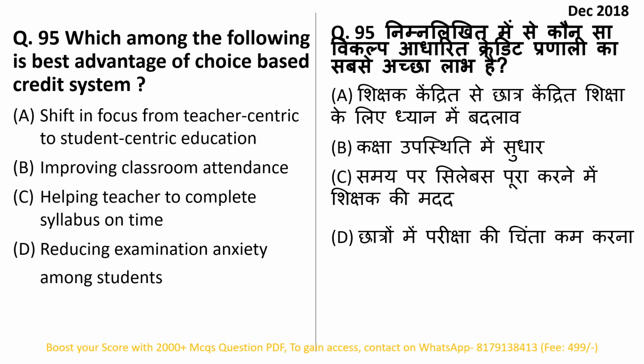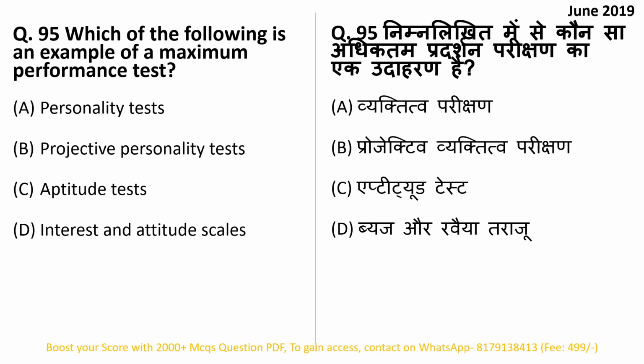Which among the following is best advantage of CBCS, choice based credit system? The right answer is shift in focus from teacher centric to student centric education. Which of the following is an example of maximum performance test? Personality test, projective test, aptitude test, or interest and attitude scales? The right answer is aptitude test.